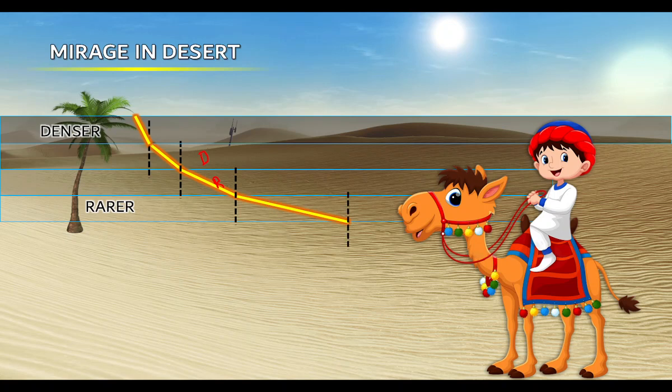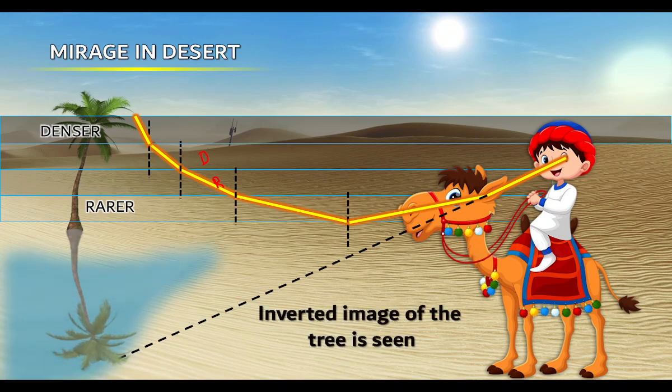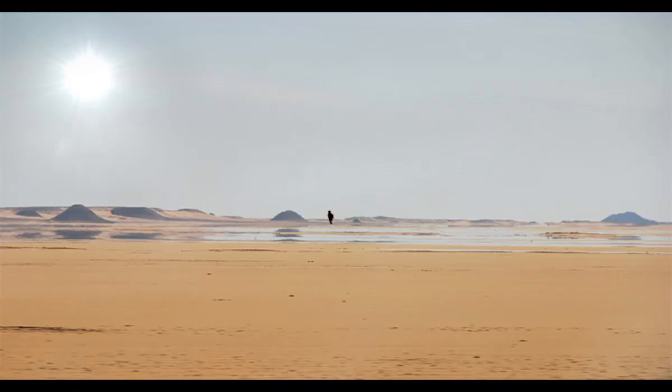So finally when the ray of light will reach that person sitting on the camel from the top of the tree, he will be able to see the tree at this point, right. In spite of looking like this, तो दूर से जब वो ट्री को देखेगा तो उसको इस तरीके से नजर आएगा. This is mirage and it happens in deserts only, at high temperature in summers. So inverted image will be seen. That is all due to mirage.